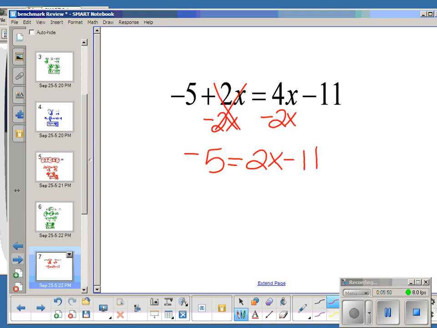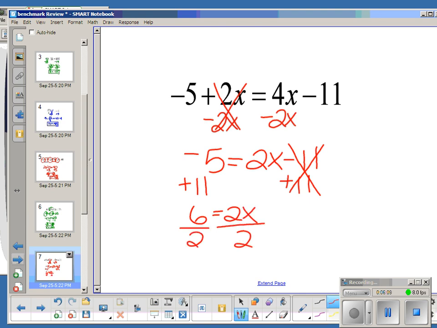Subtract 11. And since all my variables are on the right-hand side, I'm going to want to move my numbers to the left-hand side. So I'm going to add 11 to get rid of a negative 11. That cancels. So I have 6 equals 2x. Divide by 2. X is going to equal 3.